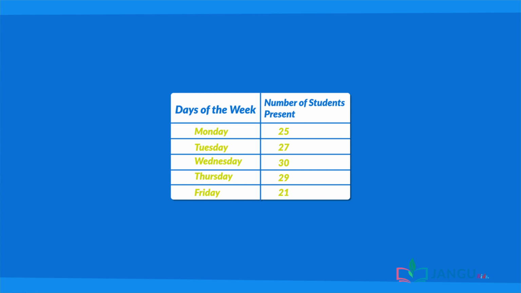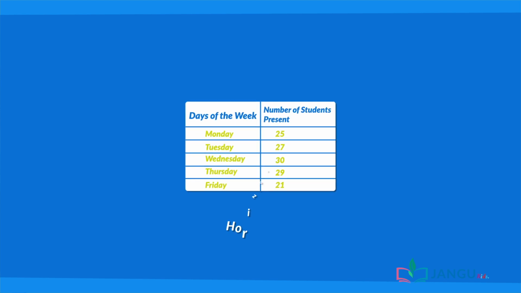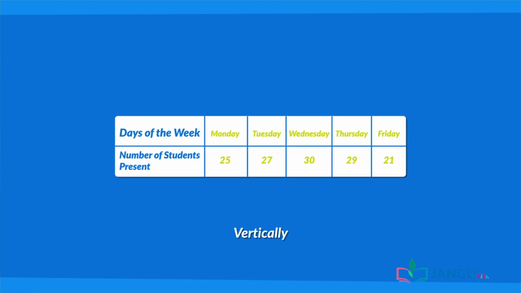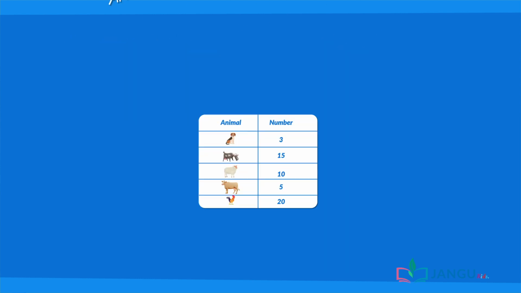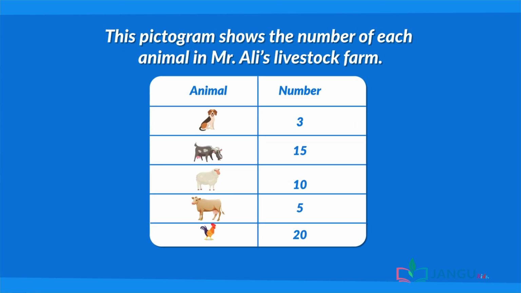Yes, you can present the data horizontally like this, or vertically like this. This chart shows the attendance of primary 3 pupils in a particular week. This pictogram shows the number of each animal in Mr. Ali's livestock farm. Pretty cool, right?